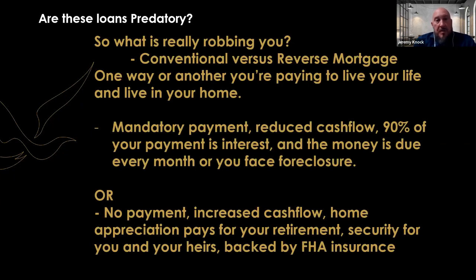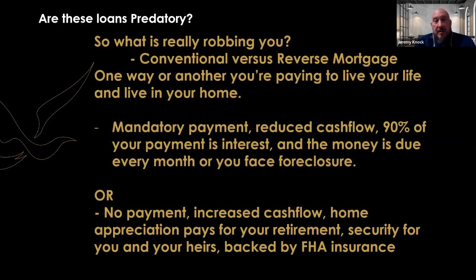So when you really compare apples to apples, one way or another, you're going to pay to live in your home, and you're going to pay for your own lifestyle. With a conventional loan, you have that mandatory payment, which reduces your cash flow. 90% of your payment is interest, and the money is due every month, or you're going to face foreclosure. I'm sure everyone could, right off the top of their head, in 2 seconds, name someone who lost their home or almost lost their home in 2007, 8, or 9. I know lots of them because I've been doing this job for so long. With the reverse mortgage, there's no payment. It increases your cash flow, the home appreciates, which ultimately pays for your retirement, and it provides security for you and your heirs, backed up by FHA mortgage insurance.